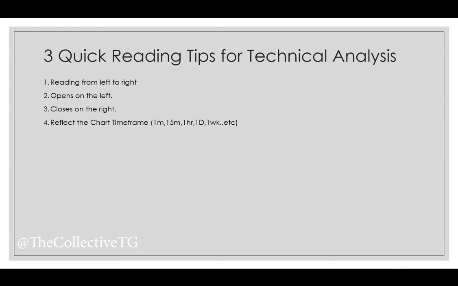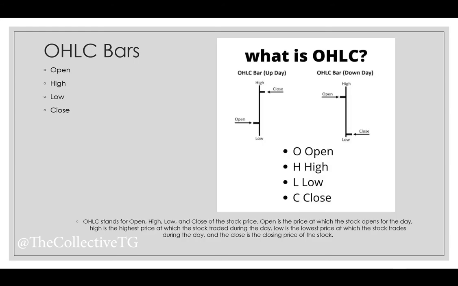And each one of these bars or candlesticks is a representation of time, and that time is dependent on the chart time frame that you're looking at. So on the 1 minute, each bar or each candlestick is representing 1 minute. On the 1 hour, each bar, each candlestick is representing 1 hour. On the weekly chart, each bar, each candlestick is representing 1 week, and so on and so on.